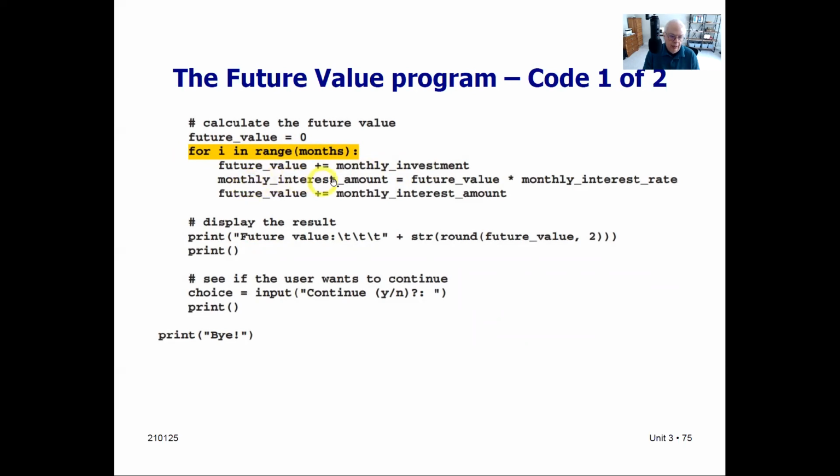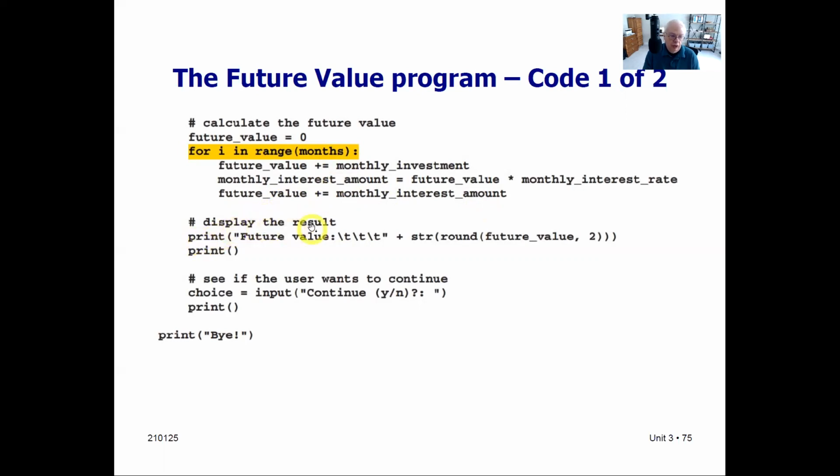And then the monthly interest amount is going to equal future value here times the monthly interest rate that we've already figured out what that monthly percentage is. And then with that, the future value is going to be increased by the monthly interest amount that we calculated right here. Now we've got all our numbers, so we can start printing stuff out.